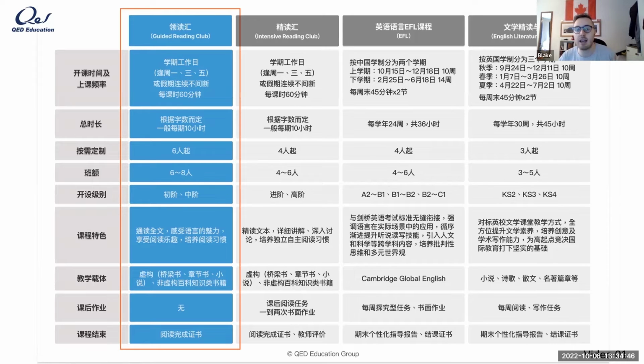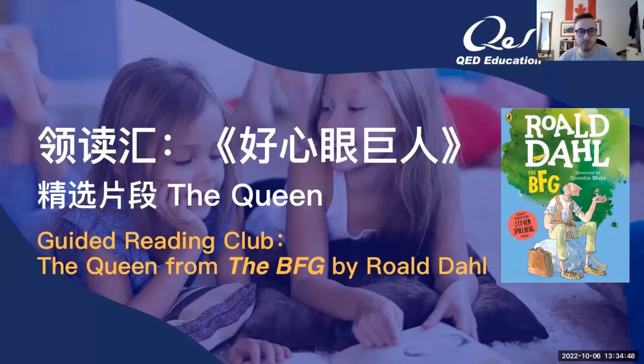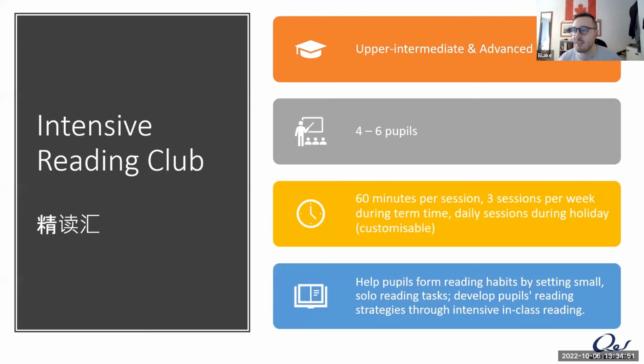So that is our guided reading club. Whoops, that music, my goodness. Our next course is our intensive reading club. So whereas the guided reading club is more of an introductory level, the intensive reading club, we're going to be reading more advanced novels now, or even maybe looking at poems, more advanced poems. So this will help pupils form reading habits, as opposed to just coming to class and reading 3 times a week in class. This will help them read on their own as well.